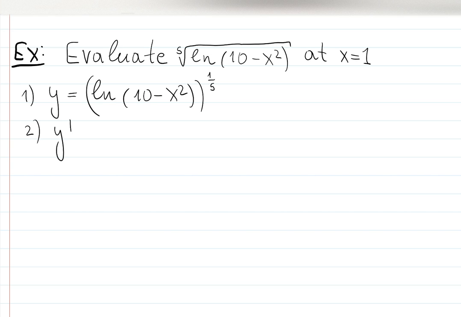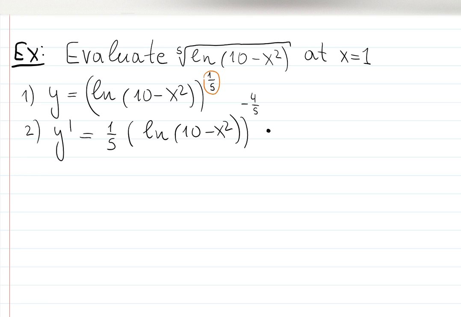So now, based on the chain rule, I see that there is some kind of function raised to the 1/5 power. That means we're going to use a power rule. 1/5 goes down, copying the whole function, don't change it, and change the exponent. 1/5 minus 5/5 will be -4/5.